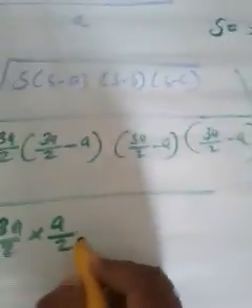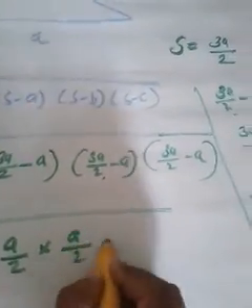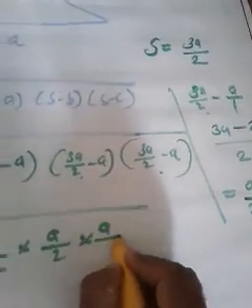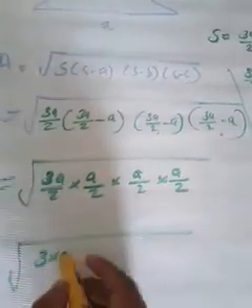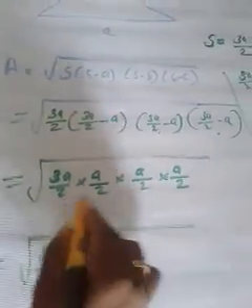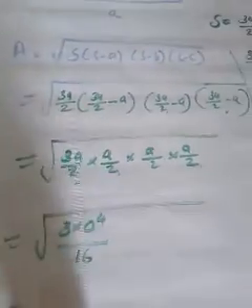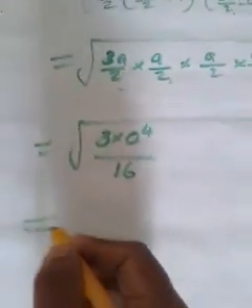See, A by 2. So A by 2 into here also A by 2, because all are the same, A by 2. Now we just see the square root of 3 into this, 3 as it is. What is A into A into A into A? A raised to 4. What is 2 into 2 into 2 into 2? 16. Now it's time to apply the square root.